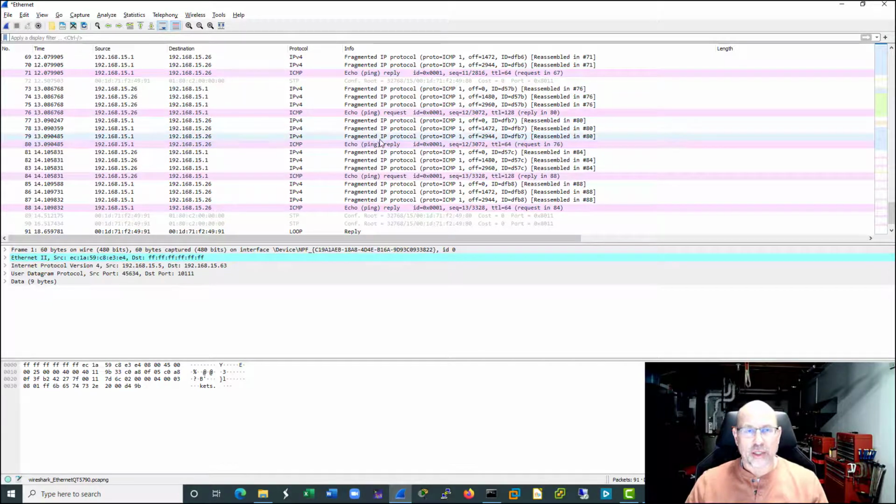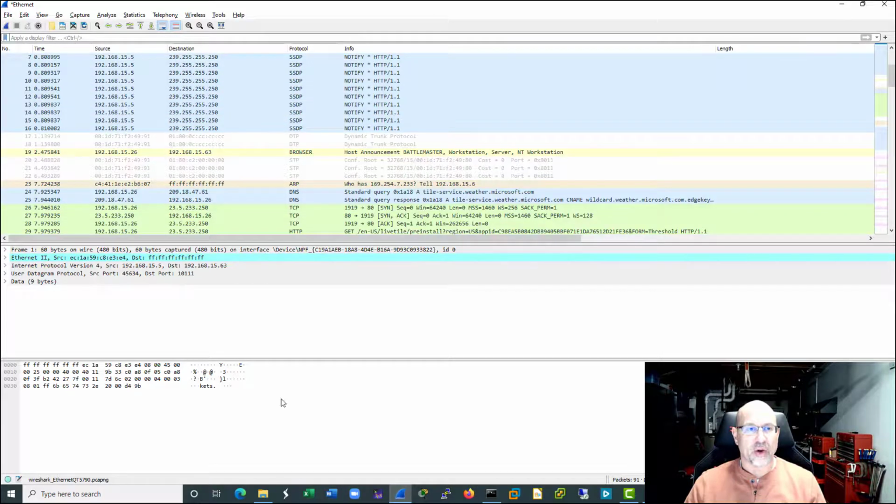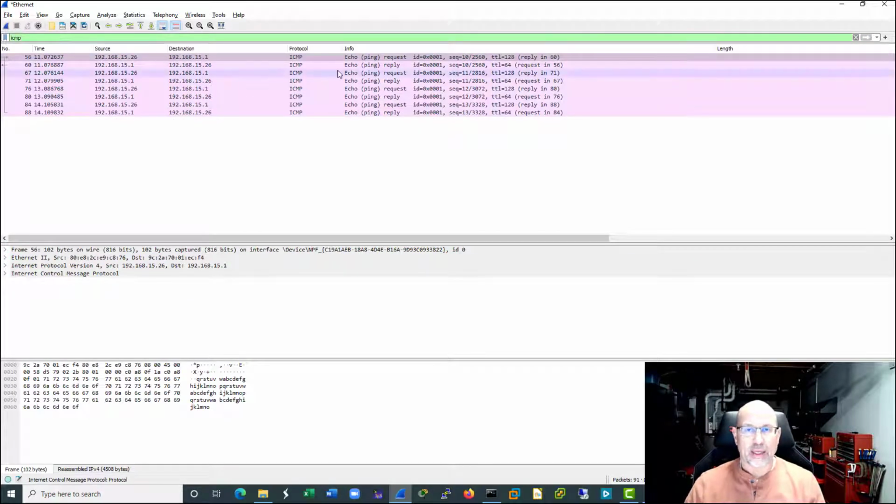Now, I just told you that we did a ping. What ping does is generate ICMP echo requests and echo replies. So I might say, well, look at all this stuff that I've got going on here. Maybe what I'll do is filter on ICMP. And I see the ICMPs, but what I don't realize is that this is actually missing all the fragments.